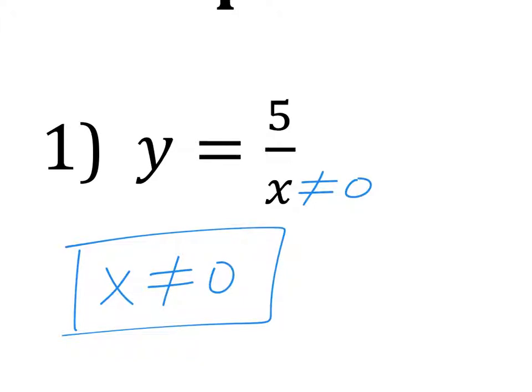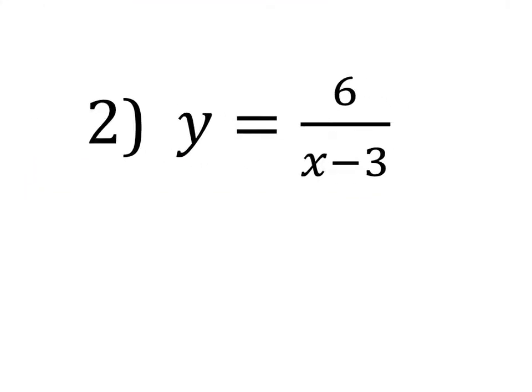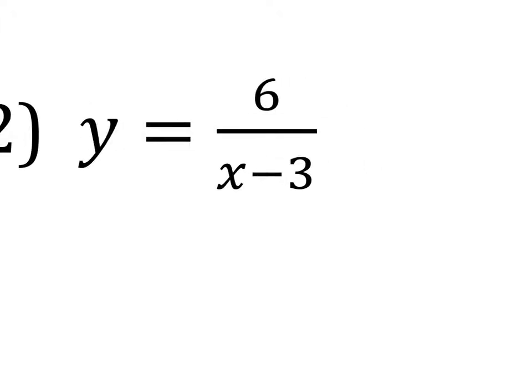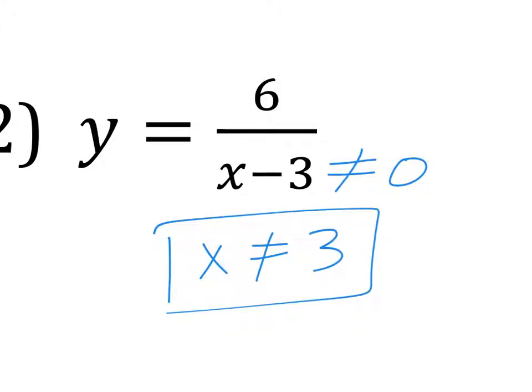So when they say, what is the domain? Meaning, what can x be? You tell them, x can't be 0. Meaning, it can be everything but 0. Okay? Try another one. Number 2, y equals 6 over x minus 3. Is there a denominator with x inside? Yes. And a denominator can't equal what? Denominator cannot equal 0, so then x cannot equal what? 3. Basically just solve it, so x can't equal 3.